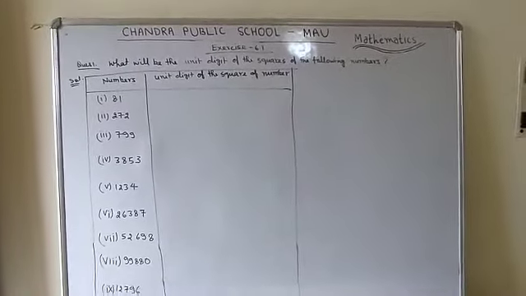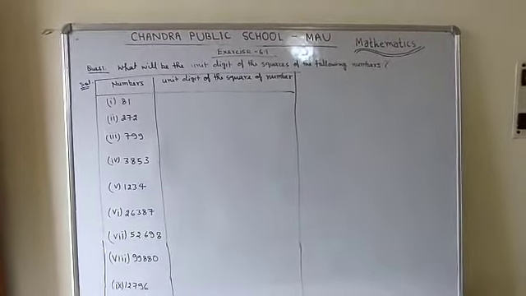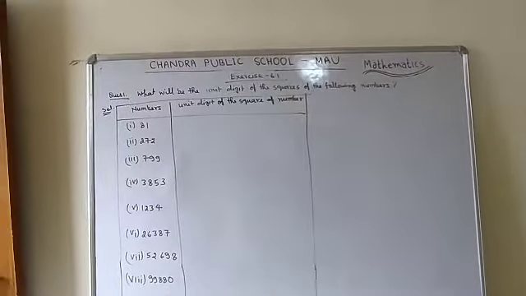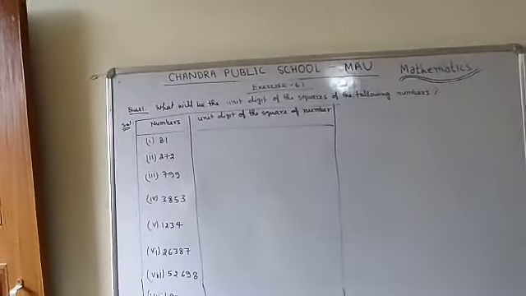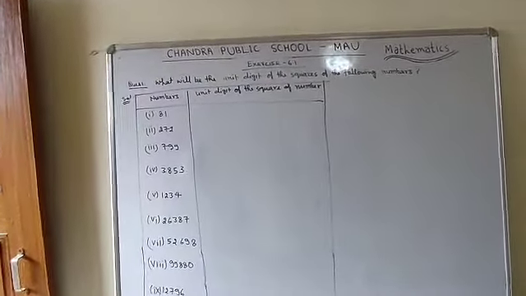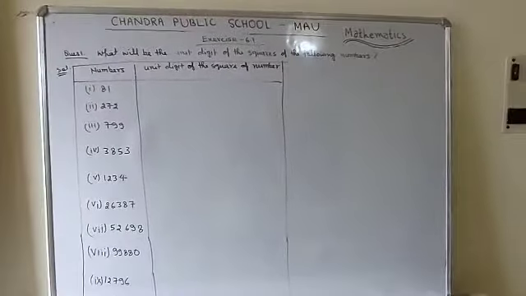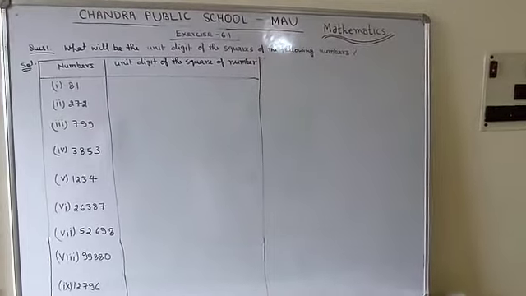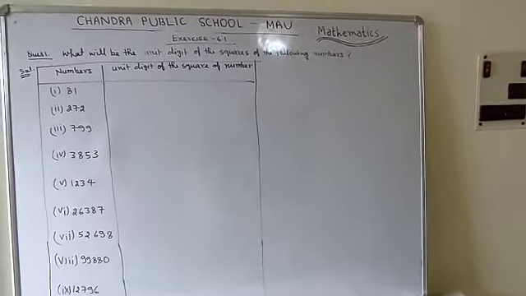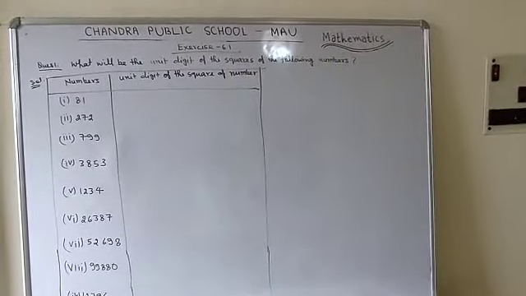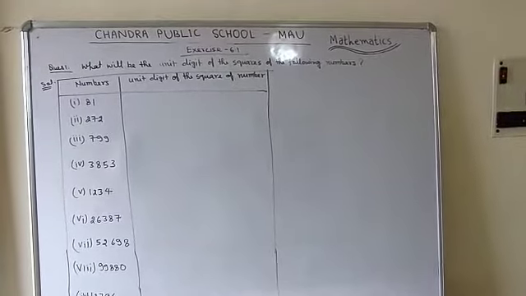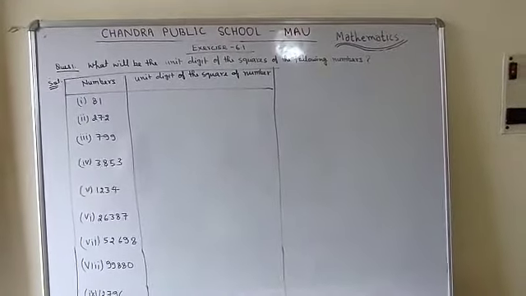So today I am going to start exercise 6.1. In the previous video I had explained certain definitions regarding square and perfect square numbers and some properties of the perfect square numbers. So today I am going to start exercise 6.1. Here I have written question number 1. What will be the unit digit of the square of the following numbers?